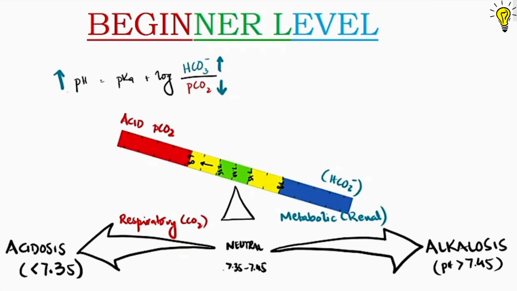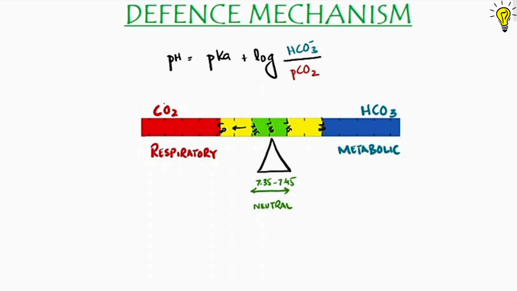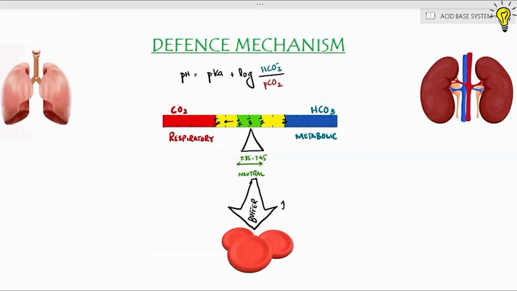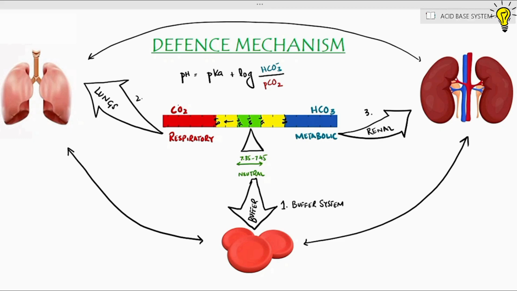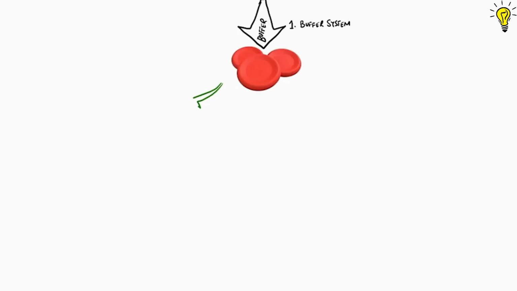There are three main defense systems in the body to maintain pH in the normal range. Number 1 is of course the buffer system. Number 2, the respiratory system, that is the lungs, controlling carbon dioxide washout. And number 3, the renal system for bicarb regulation. Now all these systems are interlinked. This I'll explain as we move through the individual systems. So let's see the buffer system first.